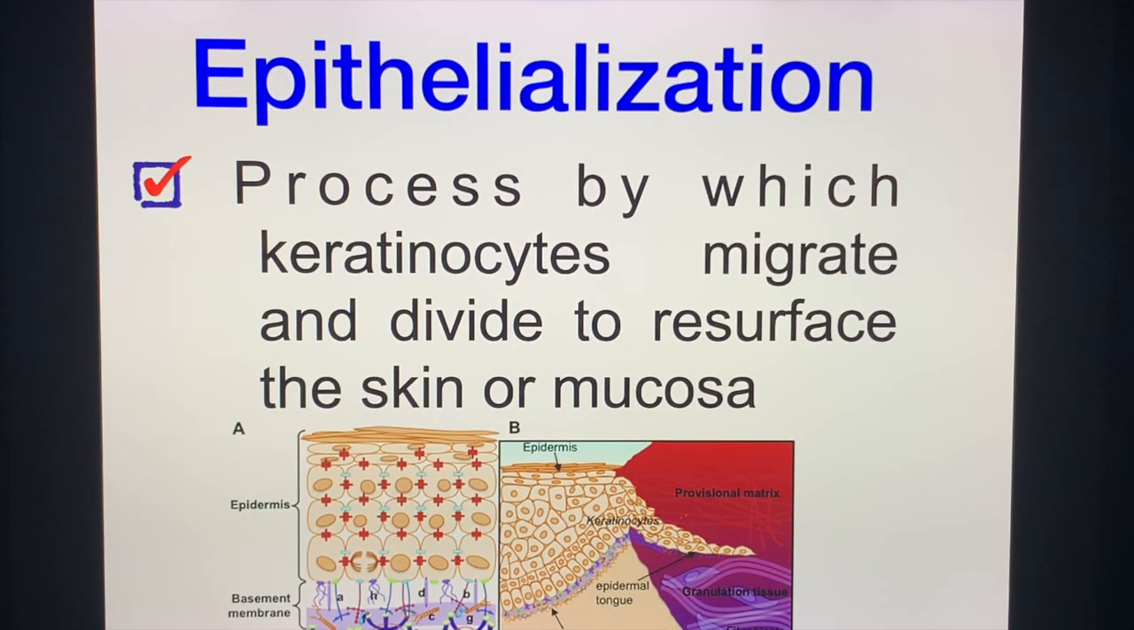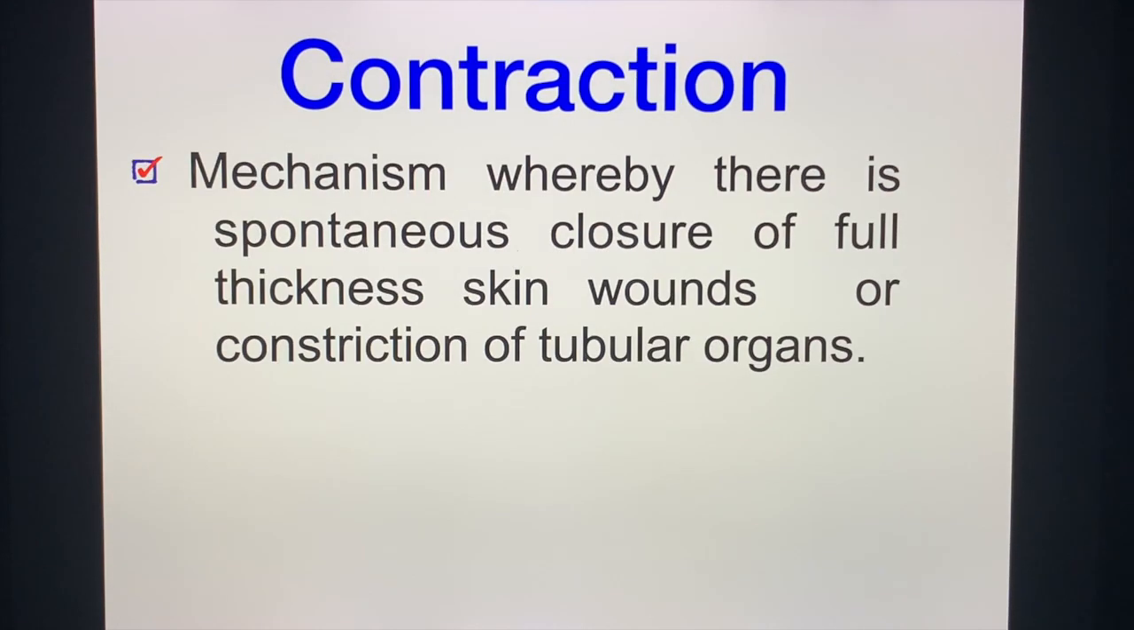Now, what is epithelialization? This is defined as the process by which the keratinocytes migrate and divide to resurface the skin or the mucosa. So if you see the epidermis here, this is your keratinocytes here. So the keratinocytes are the cells responsible for epithelialization. Now, don't forget, vitamin A plays an important role in epithelialization. So vitamin A.